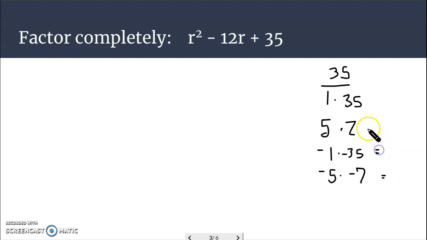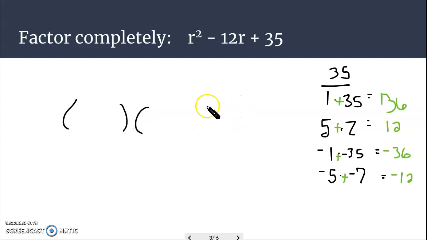Now what we're going to do is add each of those. 1 and 35 is 36. 5 and 7, 12. Negative 1, negative 35, negative 36. Negative 5, negative 7 makes negative 12. Setting up our answer, you make 2 sets of parentheses. Put r, your variable, in front of those. And then use the pair of numbers that satisfied the question, what factors of 35 add up to negative 12? Minus 5, minus 7. The order doesn't matter. We could have said minus 7 first, then minus 5.